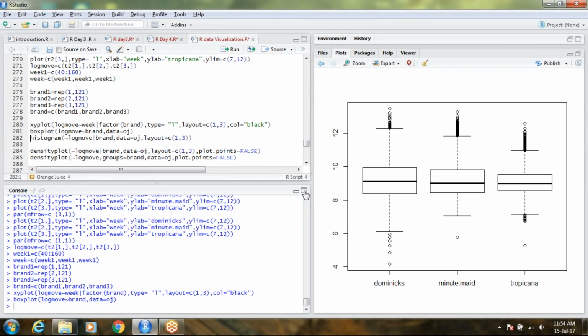So the averages for all of them are almost the same. Dominic has a larger distribution; it covers larger numbers. Minute Maid has a similar average, but the distribution is a bit lesser. And Tropicana is quite limited.